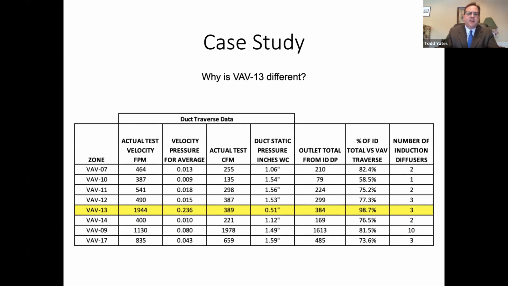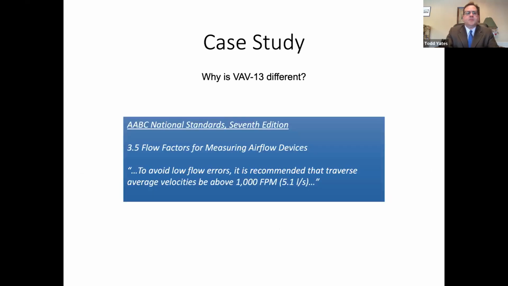And you see that it's 0.236, where some of these others that were well away, where we had big differences, are down 0.01, 0.013, 0.009 for one of them. Those velocity pressures are very small. So we started looking to see, is there anything published anywhere that tells us any more about this?